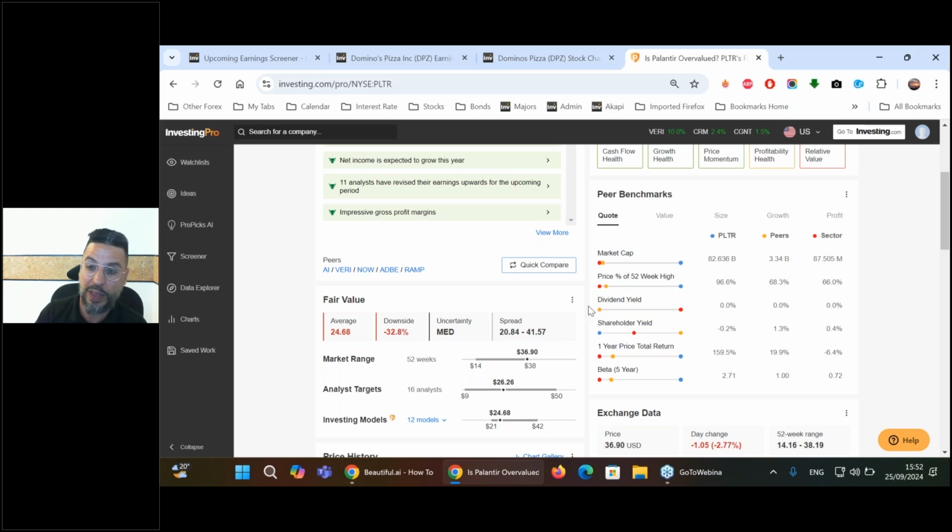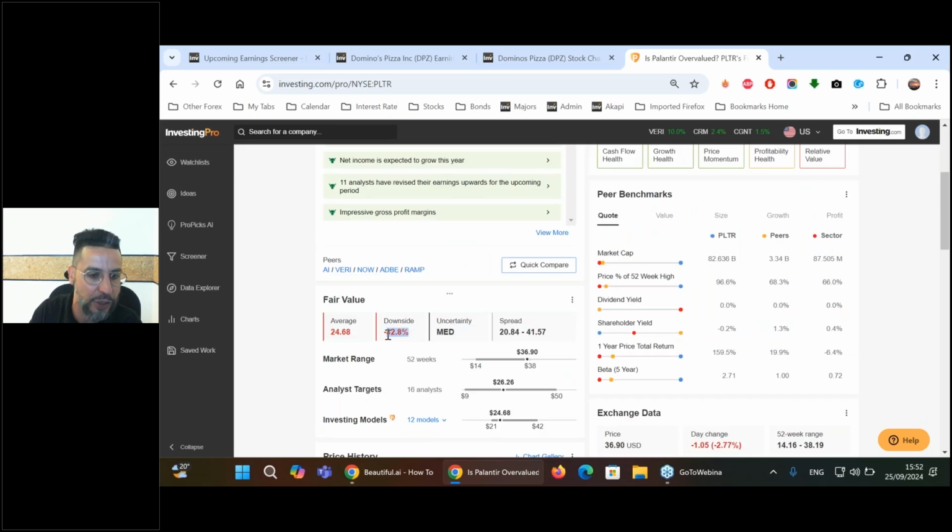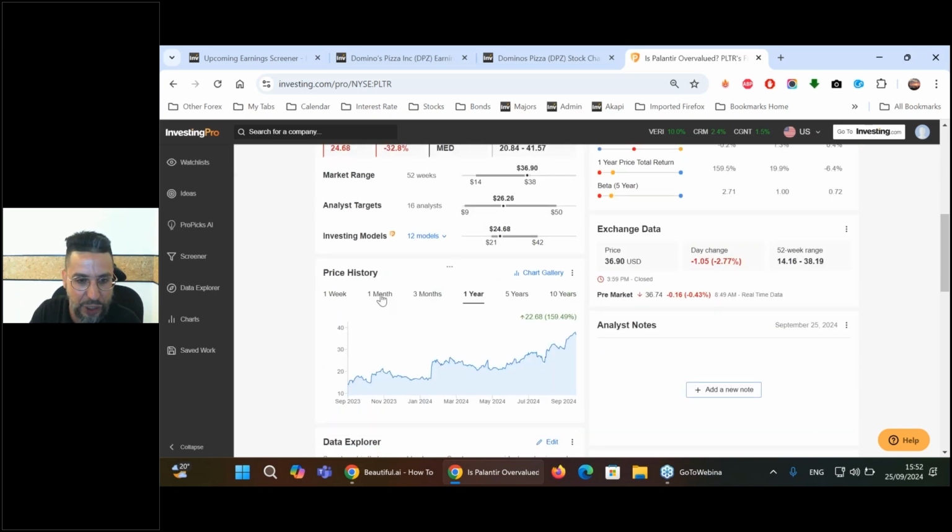This could be a company with a market cap well above 150, 200 billion dollars. It's only at 82 billion right now, so there's a lot more room for growth in this name. So Palantir is definitely a name to watch out for, despite it being massively overvalued as per the fair value models. But you can't really argue with the price action. It's up almost 20% over the past month, up 50% over the past 3 months, and up over 150% over the past year.